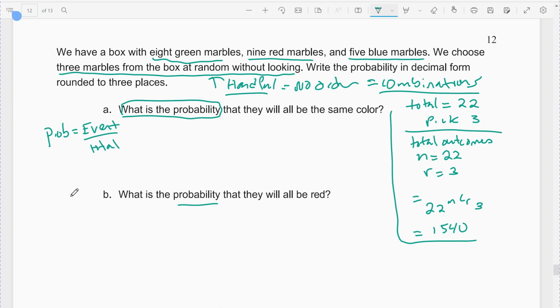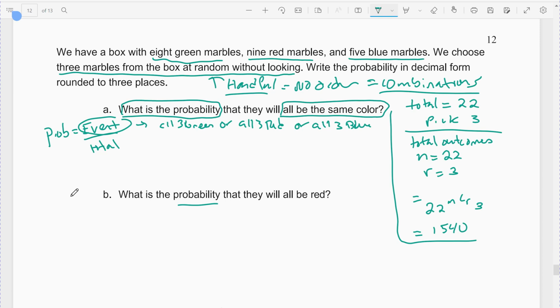Now we have to figure out the event. The event is that we pick all of the same color, meaning all 3 marbles are the same color. I've already figured out my total, so now I'm going to figure out my event. Write it out in words. I get all the same, didn't say which color. So I get either all green, or all red, or all blue. So I pick all 3 green, or all 3 red, or all 3 blue.